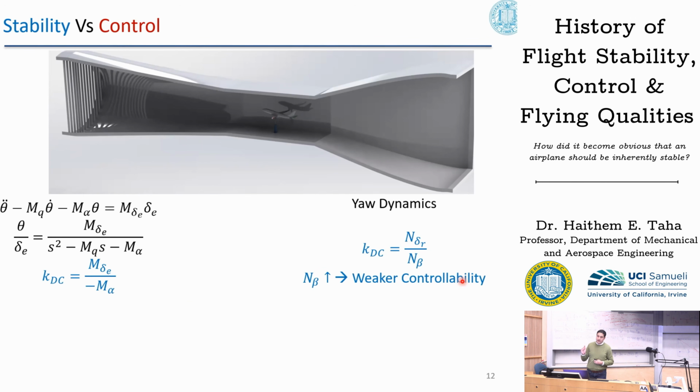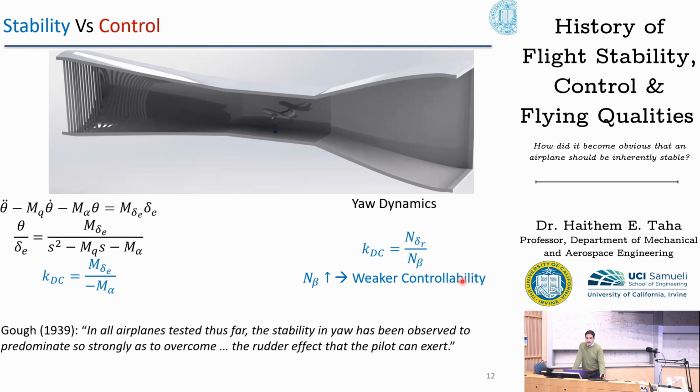And in fact, in the early days, this was quite serious. Here is Melvin Gough, test pilot, saying: in all airplanes tested thus far, the stability in yaw has been observed to predominate so strongly as to overcome the rudder effect that the pilot can exert. So in these airplanes, the pilot gives a rudder pedal, but the airplane resists immediately, and the end result is a very weak shift in the yaw output.